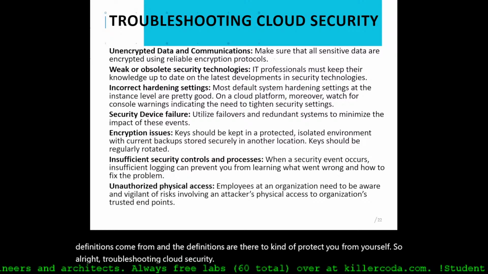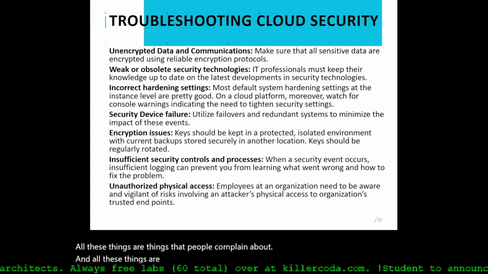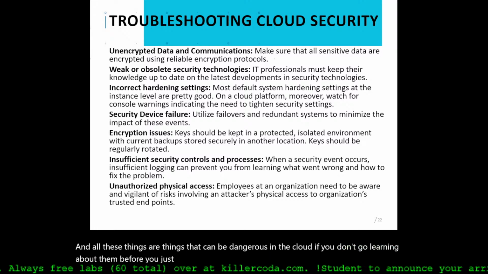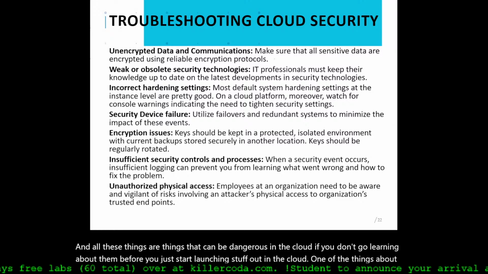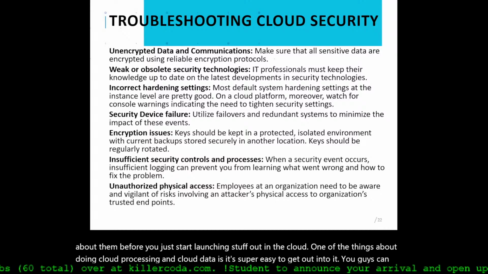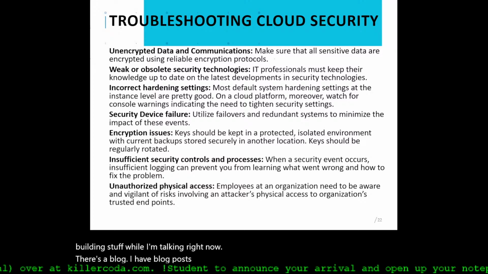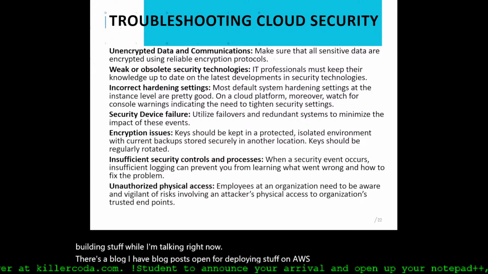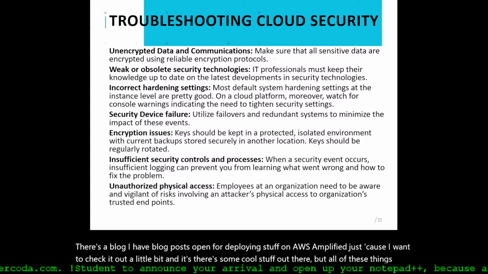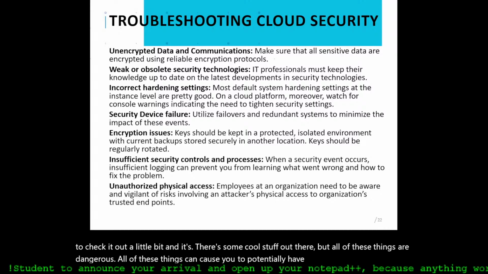All these things are things that people complain about, and all these things can be dangerous in the cloud if you don't learn about them before you just start launching stuff out in the cloud. One of the things about doing cloud processing and cloud data is it's super easy to get out into it. You guys can be building stuff while I'm talking right now. I have a blog post open for deploying stuff on AWS Amplify, just because I wanted to check it out a little bit. And there's some cool stuff out there. But all of these things are dangerous. All of these things can potentially cause issues in your systems.